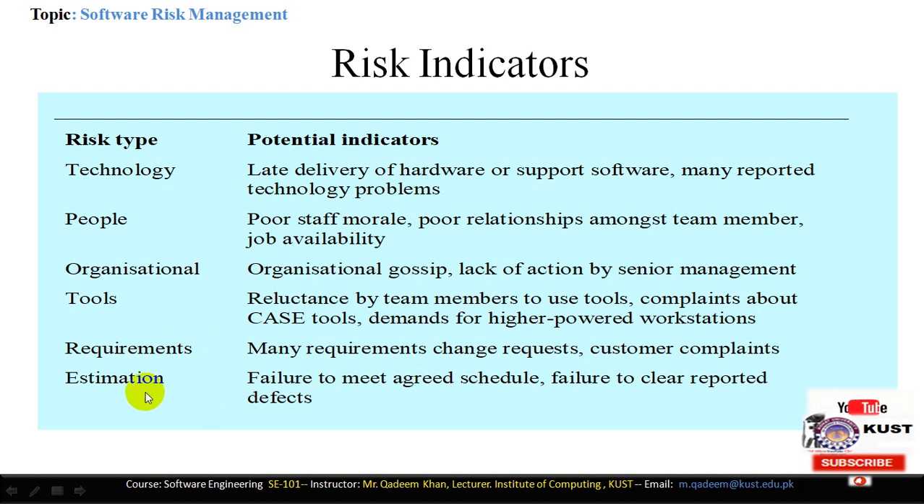Then we have estimation. This is the size estimation problem: failure to meet the agreed schedule, failure to clear the reported defects. For example, schedule overrun is an estimation risk. Similarly, the number of defects occurring during the development of the project is also an estimation risk. We have wrongly estimated that so many defects would not occur, but now many defects are occurring, and that will delay the project.